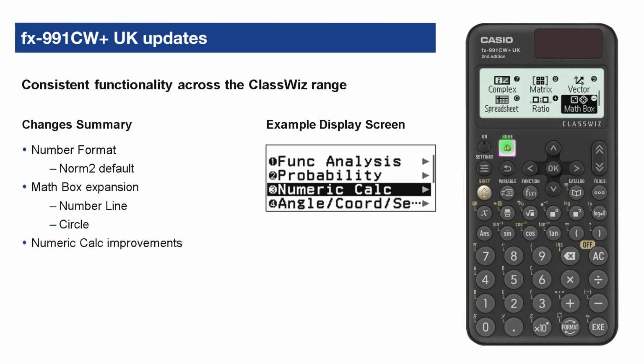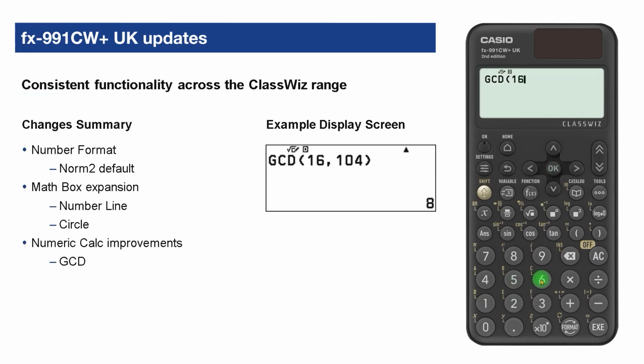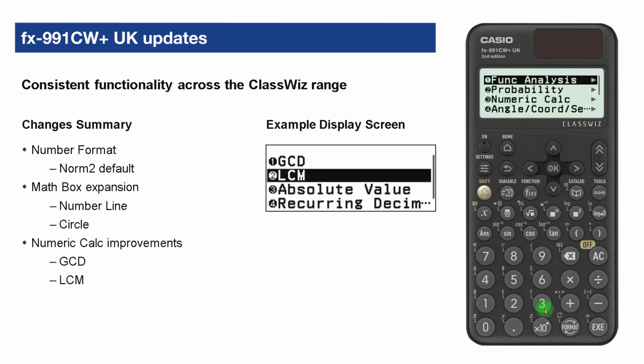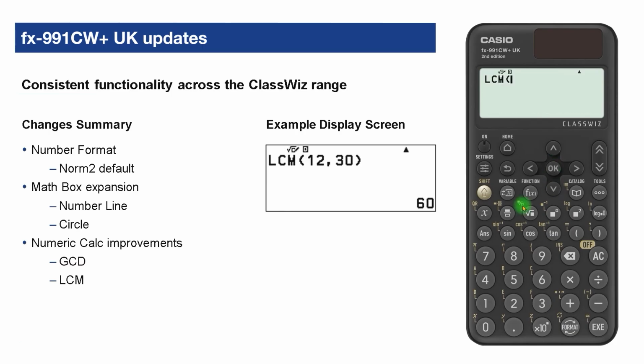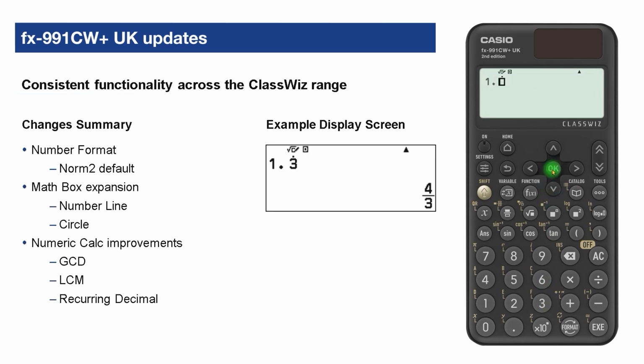There have also been several improvements on the Numeric Calc menu. The first is the addition of GCD, or Greatest Common Divisor. This feature finds the highest common factor of 2 values. The second feature is the addition of LCM. This finds the least common multiple of 2 values. Finally, the recurring decimal template has been added. This enables calculations even without the dedicated key that the fx-83 GT-CW has.